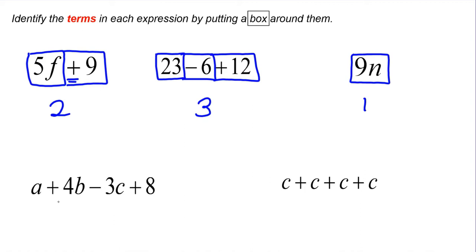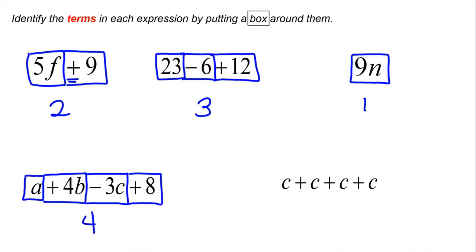Next one, a plus 4b minus 3c plus 8. There are four terms in this expression. It would be a, and the 4b, and I'm going to include the plus sign with the 4b. The 3c is the third term, and I'm going to include the minus sign with that. The 8 is the fourth term, and I'm going to include the plus sign with the 8. So there are four terms in that expression.